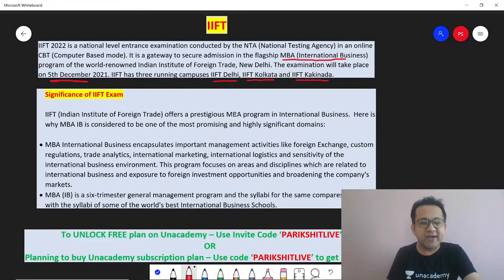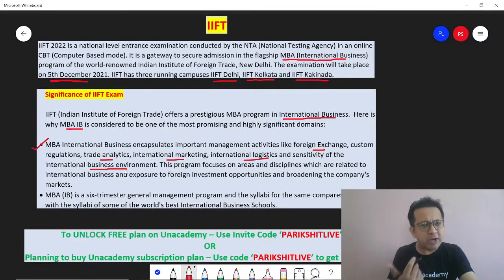Now, the significance of the IIFT exam. The IIFT offers an MBA program in international business. And trust me, MBA in IB, as we call international business, is considered to be amongst the most sought after MBA curriculums in the world, not only in India, but across the world. Now, why do I say so? There are two reasons primarily. Reason number one, MBA in international business covers international management activities like foreign exchange, customer regulations, trade analytics, international marketing, international logistics, and sensitivity of the international business environment.